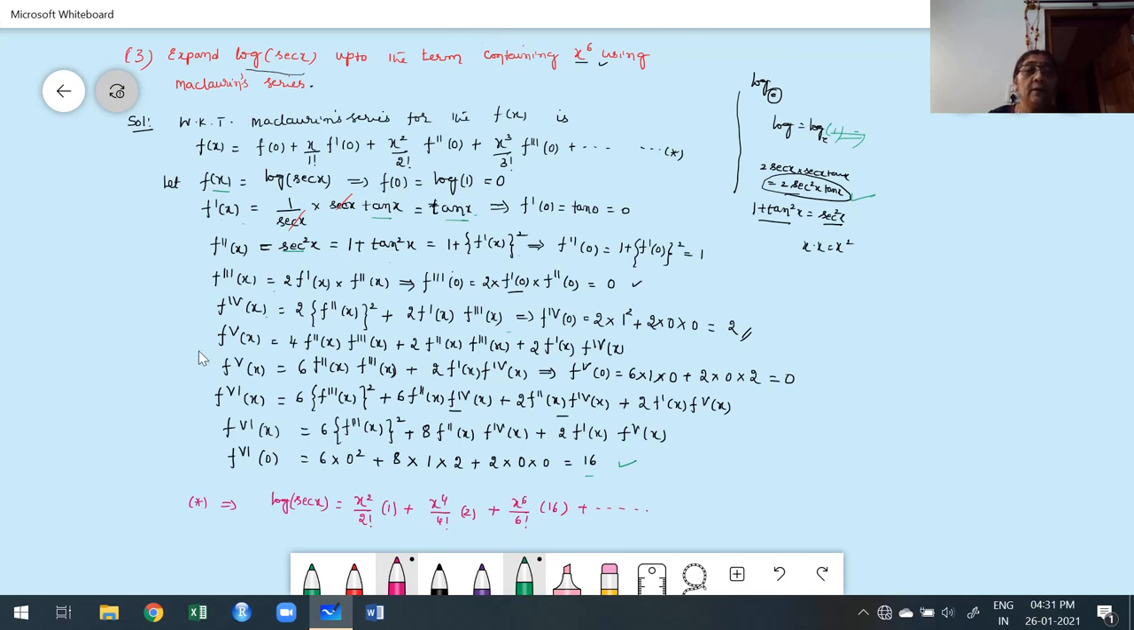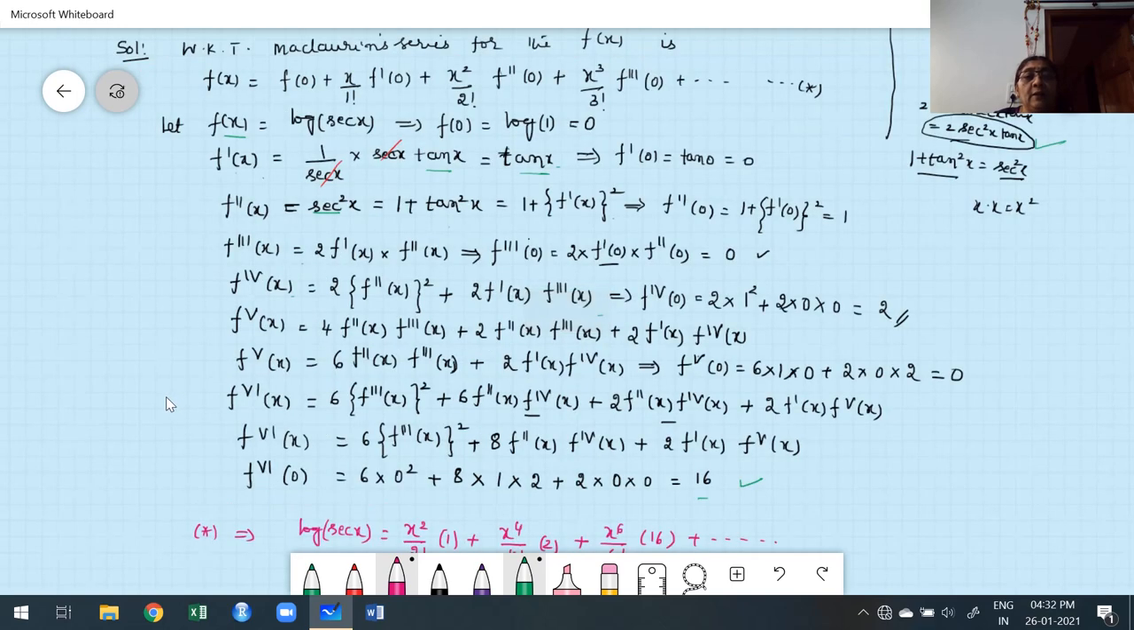Okay. The next problem, those who want, I'll zoom out, because those who want a screenshot, you take it. Okay. Similarly, next problem.